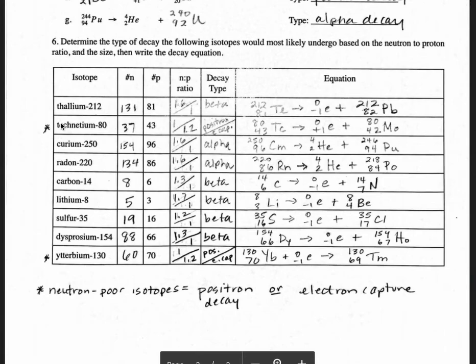There are only 2 neutron-poor isotopes in this table, and it doesn't matter to me if you write them as positron emission or electron capture equations, because both of those types of decay will increase the number of neutrons.